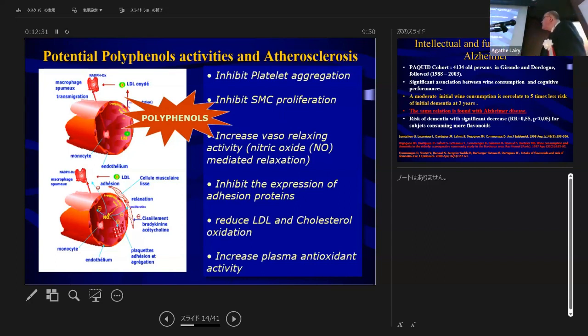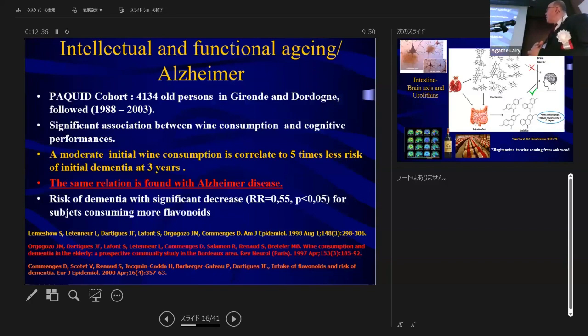For Alzheimer's, the PAQUID cohort between 1988 and 2003 on 4,134 people was a beginning. And so there was a significant association between wine consumption and cognitive performance. Moderate wine consumption was correlated with 5 times less risk of initial dementia at 3 years, and the same relation was found with Alzheimer's disease. A significant decrease in the risk of dementia was found for subjects consuming more flavonoids generally.